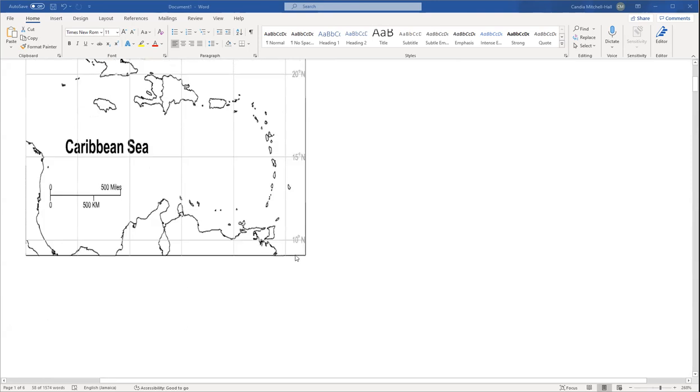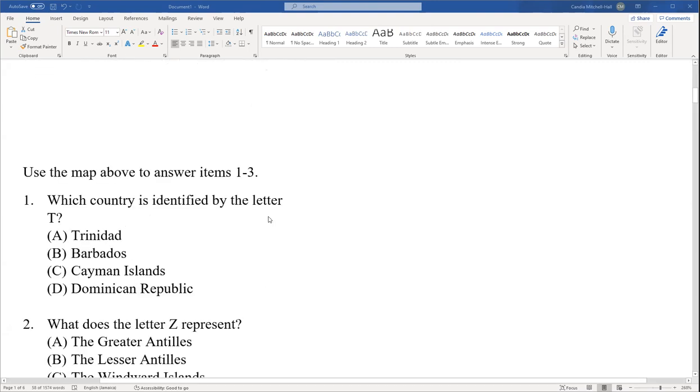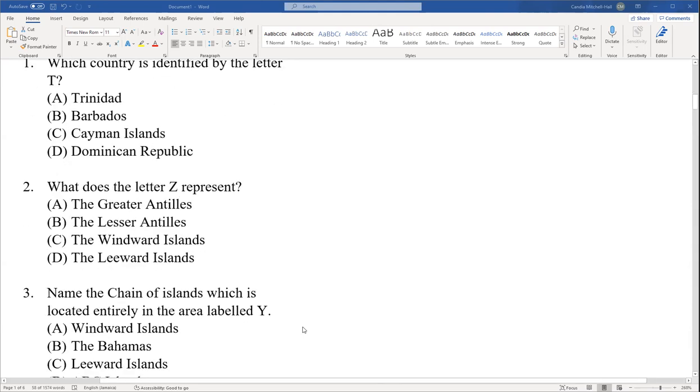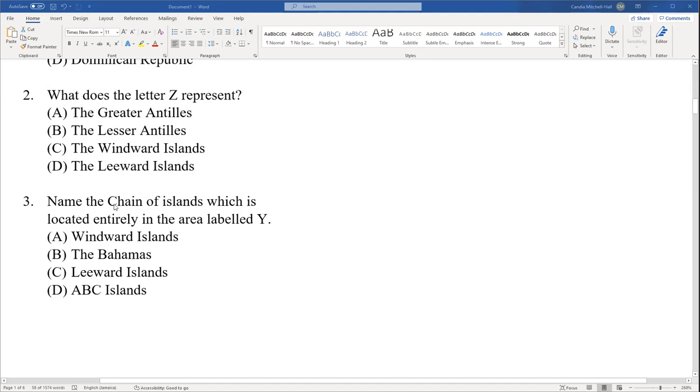Number two, what does the letter Z represent? All right, Z was circled here. All of these groups of islands right here. Is it the Greater Antilles, Lesser Antilles, Windward Islands, or Leeward Islands? Is it the Windward Islands? Correct. C, the Windward Islands.